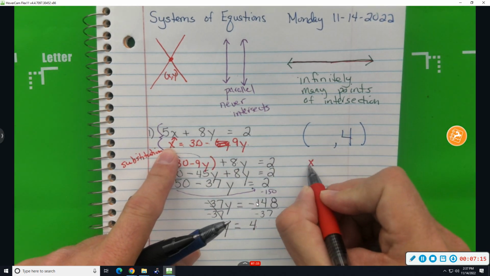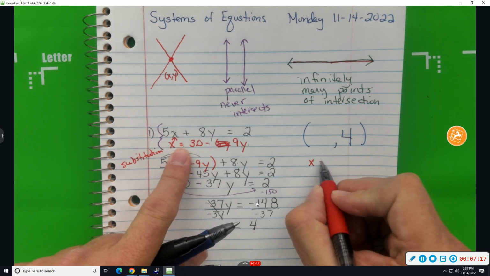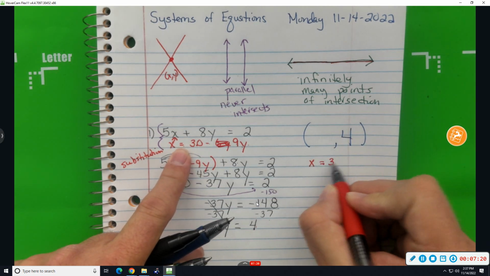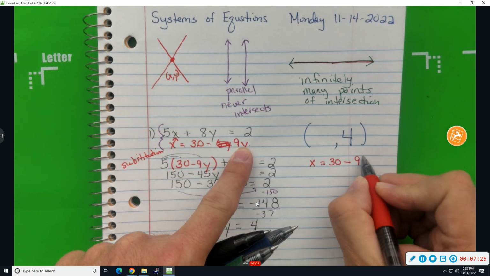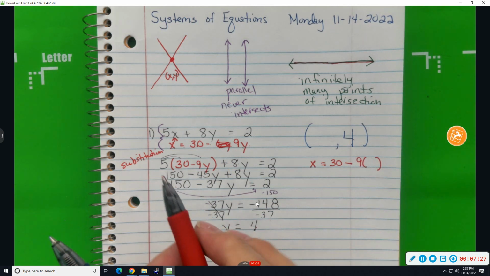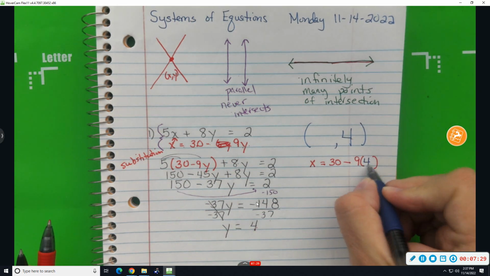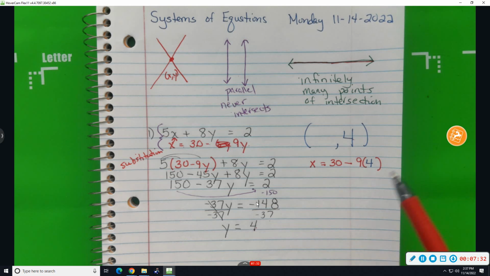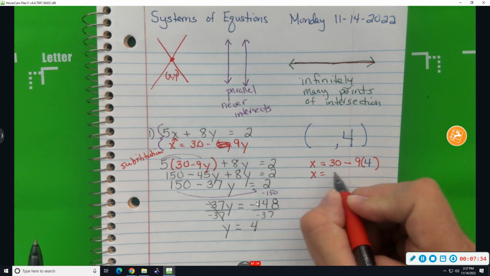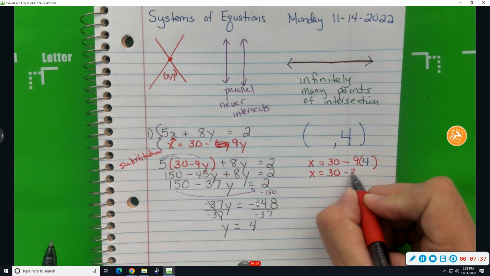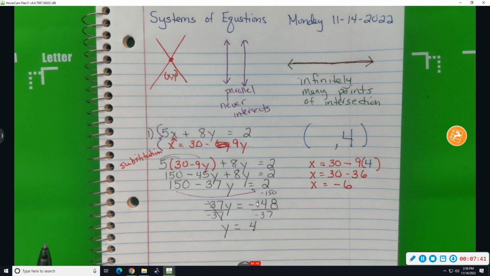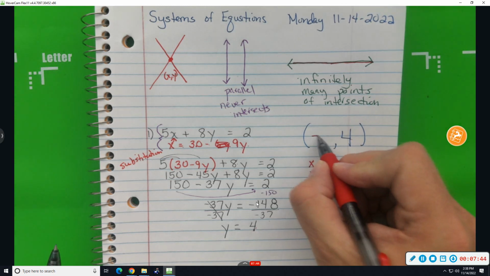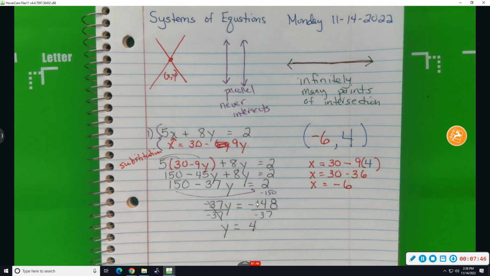If we put a 4 in for y, we'd have x equals 30 minus 9 times 4. The 9 times 4 is 36. So we have x equals 30 minus 36, negative 6. So there's our point of intersection. Negative 6, comma 4.